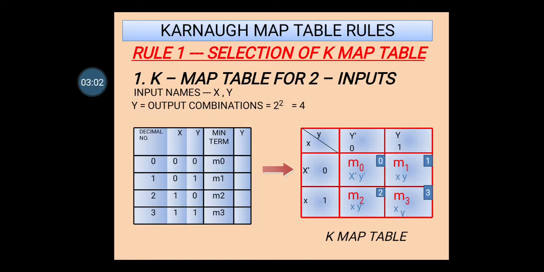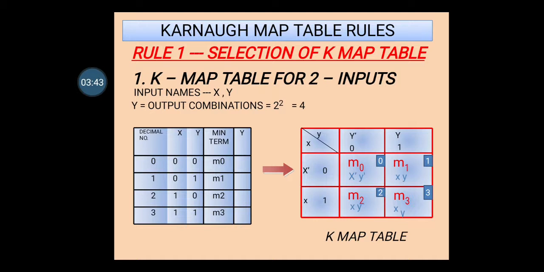Now first we'll start with rule 1, which is selection of the K-map table. So now the question is how to use the K-map technique. The Boolean equation will be given, and for that equation the very first rule is to choose the K-map table. You have to find out from that equation how many inputs are there. If 2 inputs are there, the truth table is as shown here. You can see the decimal number, x and y as the inputs, the min term I have written here, and y is the output. So truth table: decimal number, inputs and output.